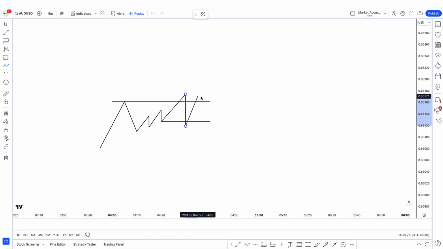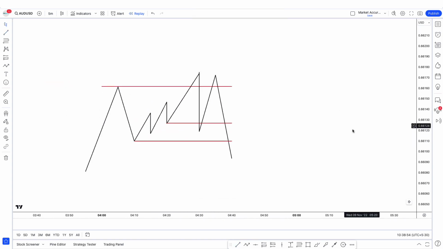So we wait for a market structure shift and we take our entry from the fair value gap, and boom, we target the low of the B leg. This is our target level. We do not chase the price lower. We just target this level. So this would be your take profit level.